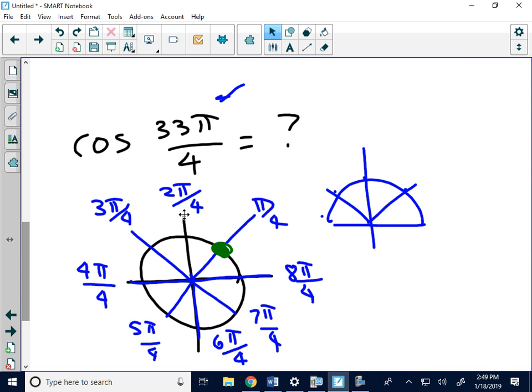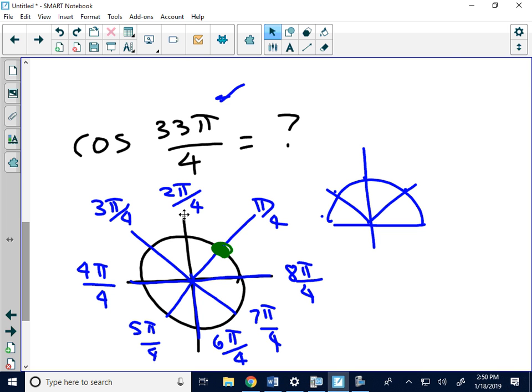Do I have to count that out every time? No, of course not. There must be an easier way. I mean, what happens if instead of 33, this was 537 pi over 4? There's no way in creation you're going to count all the way around. You'll lose track. So how do we do it with numbers? What can we do with that?